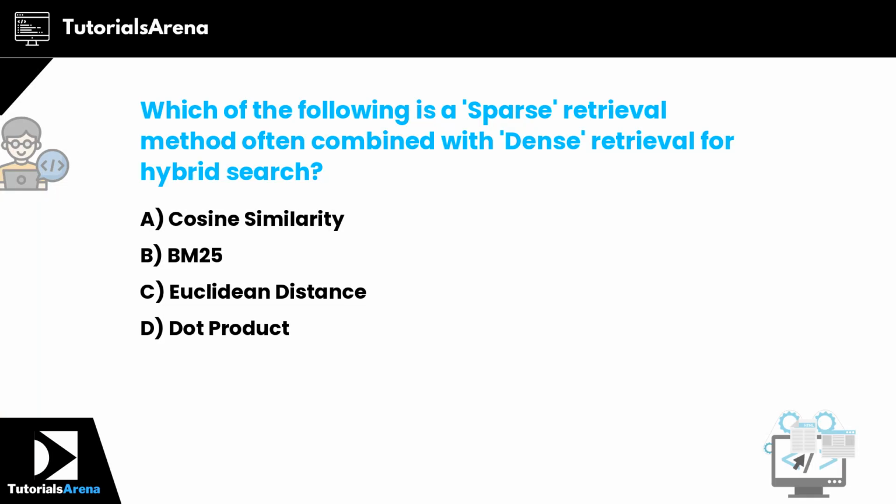Which of the following is a sparse retrieval method often combined with dense retrieval for hybrid search? The correct answer is option B, BM25.